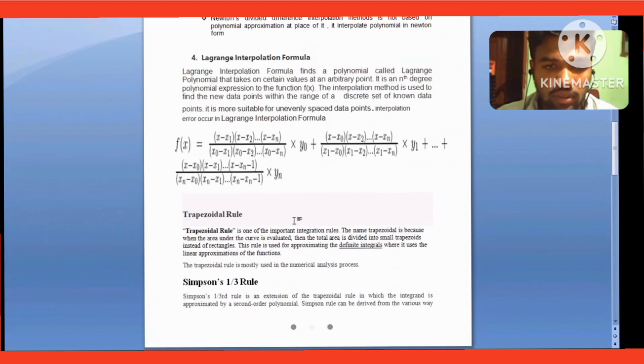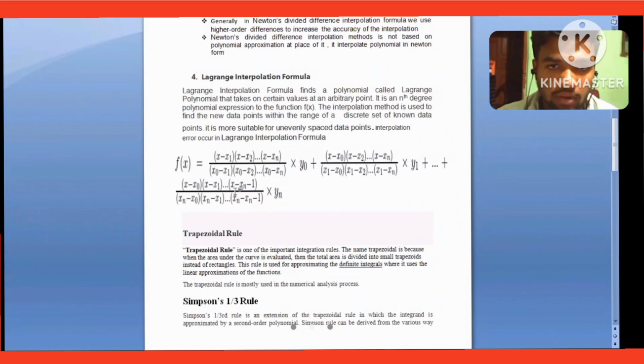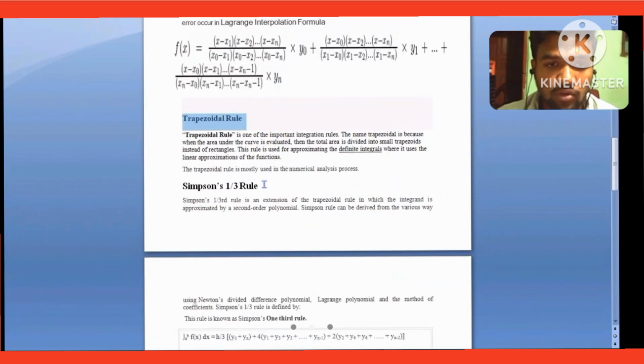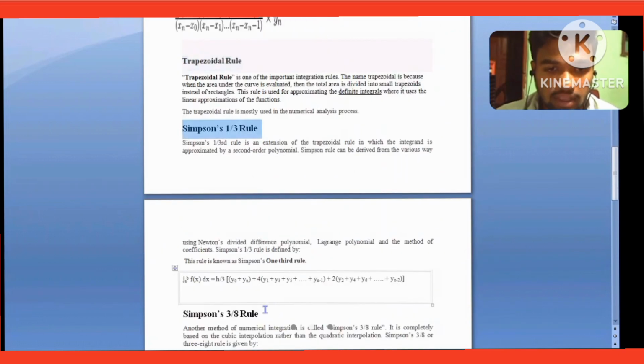Okay, now these are the four methods we use. Using these four methods, we can derive some rules like the trapezoidal rule, Simpson one-third rule, and Simpson 3/8 rule. When we put n equal to 1, we get the trapezoidal rule. Trapezoidal rule is one of the more important integration rules. The name trapezoidal is because when the area under the curve is evaluated, the total area is divided into small trapezoids.